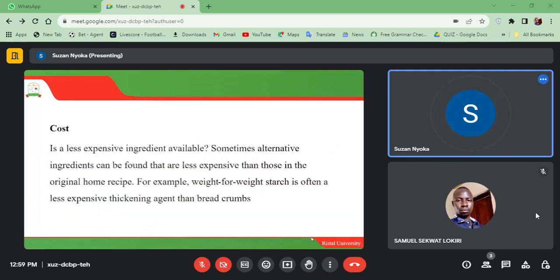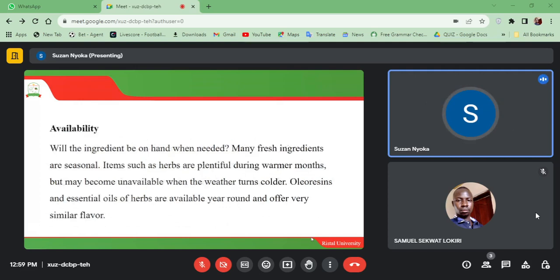And then you can consider the cost. Is a less expensive ingredient available? Sometimes alternative ingredients can be found that are less expensive than those in the original home recipe. For example, weight for weight, starch is often a less expensive thickening agent than breadcrumbs. You need to consider the cost as well.